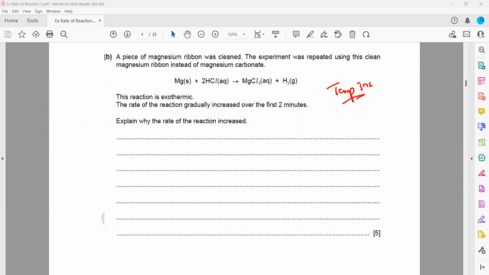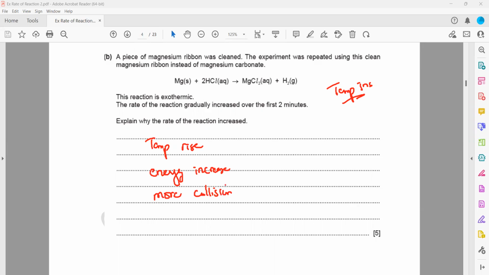Basically, what happens when a reaction occurs? Yes, the temperature, because the reaction is exothermic, so the temperature of the mixture increases, or there will be a temperature rise. As a result, if there is more temperature, what will happen? The particle energy increases. As the particle energy increases, they will move faster, and they will have more collisions.